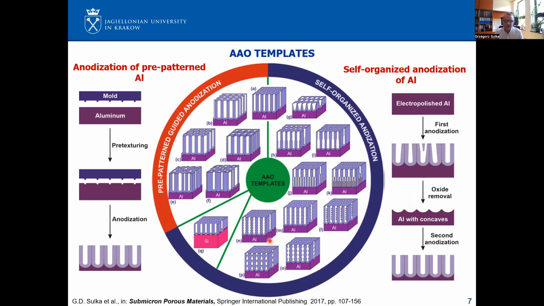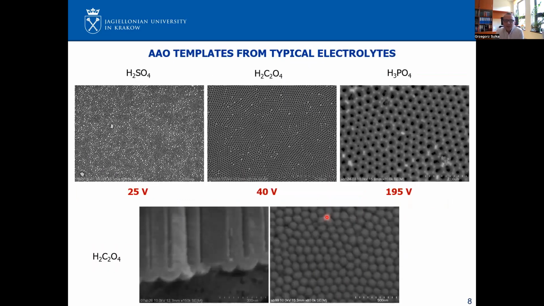In that case, it's enough to apply a different voltage during anodization, or a different current. But of course, it's not very easy, but it's possible. And here are some samples of anodic aluminum oxide prepared in different electrolytes. As you can see, there is a different diameter of pores and also different spaces between the pores, because different anodizing potentials were used for that.